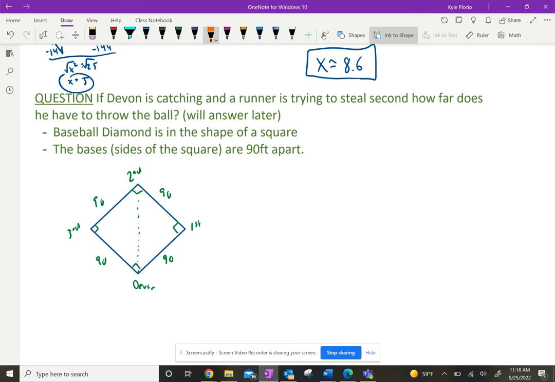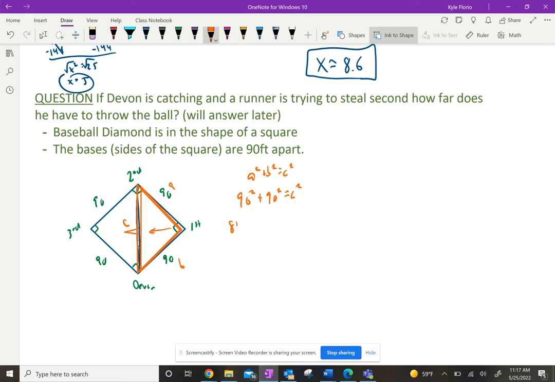And we can do that by building a right triangle here, where this distance across is across the 90-degree angle. So that's the hypotenuse C. We have A and B. So with this right triangle right here, we can use the Pythagorean theorem to find out what that distance across is. So I'm going to call that C. So A squared plus B squared equals C squared. And A is 90, and so is B. So 90 squared plus 90 squared equals C squared.